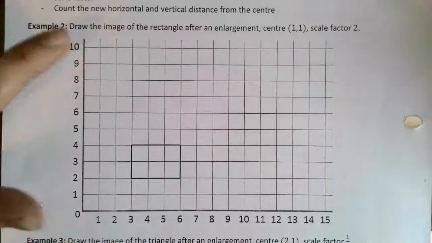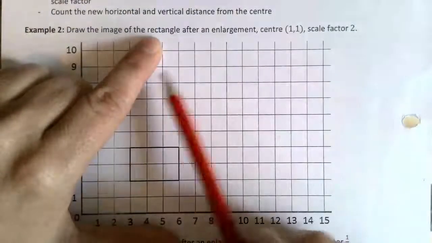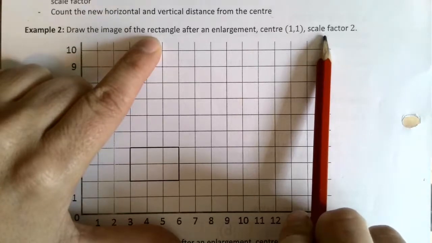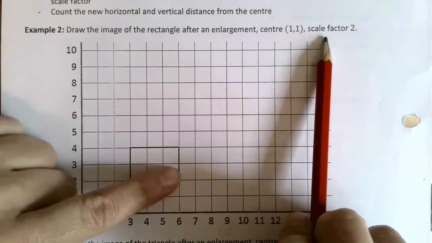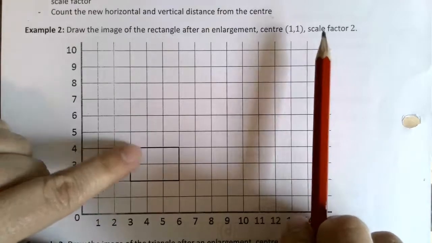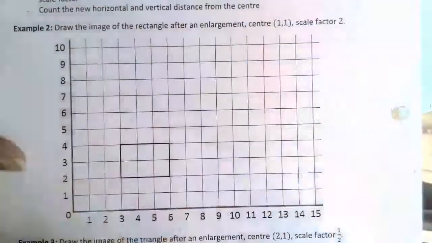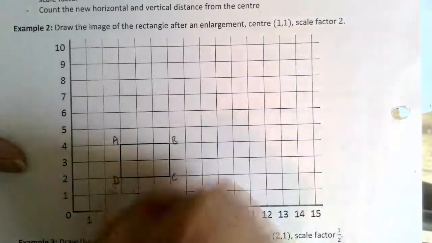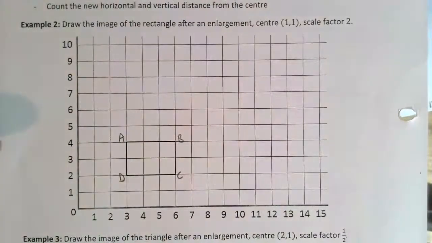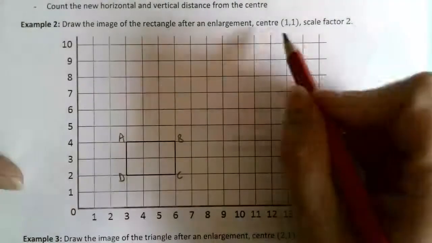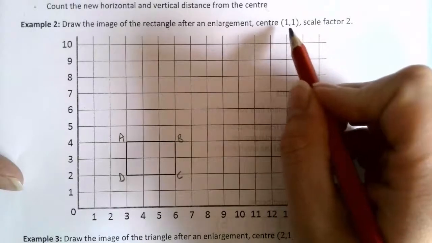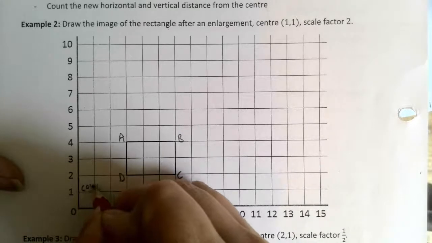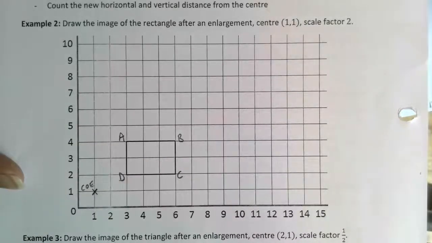We have to draw the image of the rectangle after an enlargement. We're told the center of enlargement is 1, 1, and we're told the scale factor is 2. So here's our original object, and because these corners aren't labelled, I'm going to label them so that we know what we're doing. So A, B, C and D. If you label your corners there for me, I'm going to mark on the center of enlargement, which is 1, 1. So that's this point here. COE for center of enlargement.